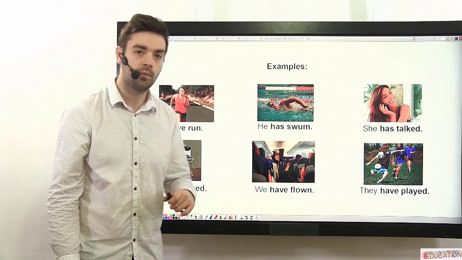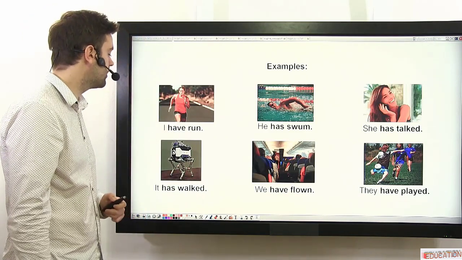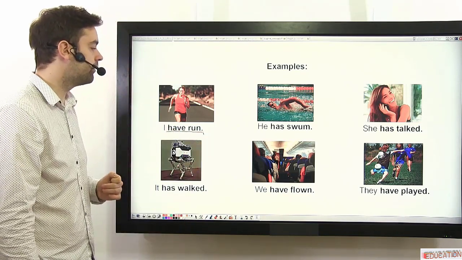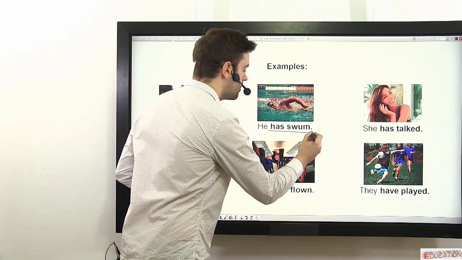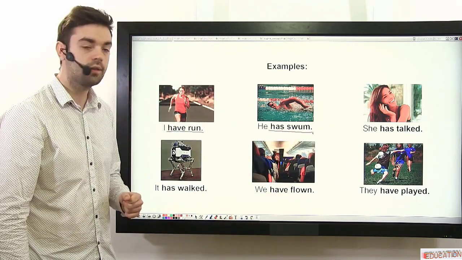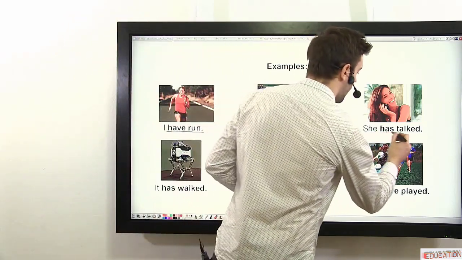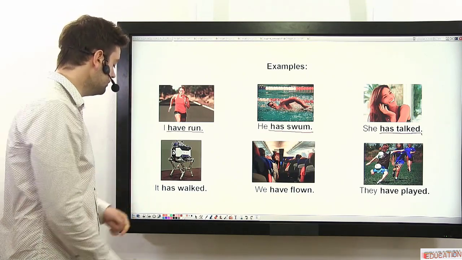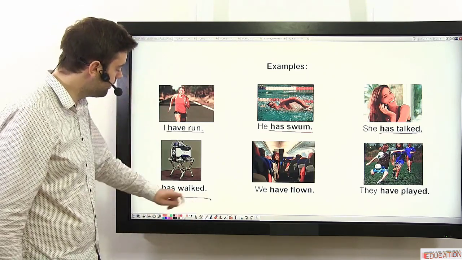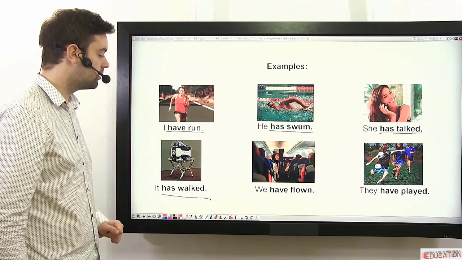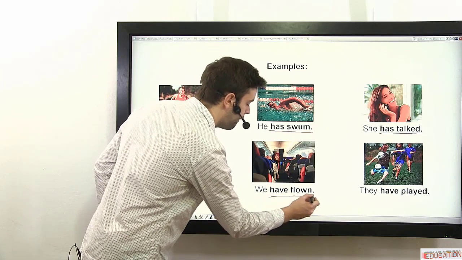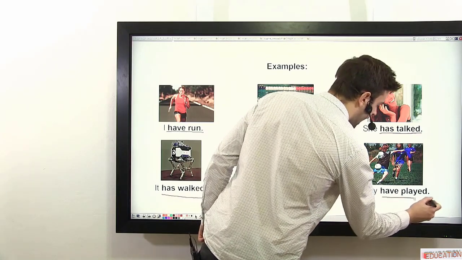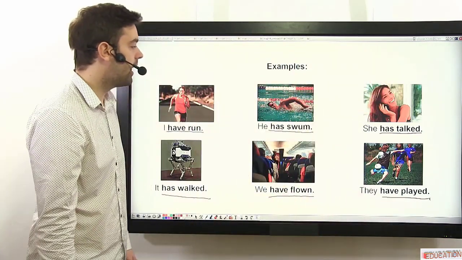Let's take a look at some examples of present perfect. I have run. He has swum. She has talked. It has walked. We have flown. They have played.